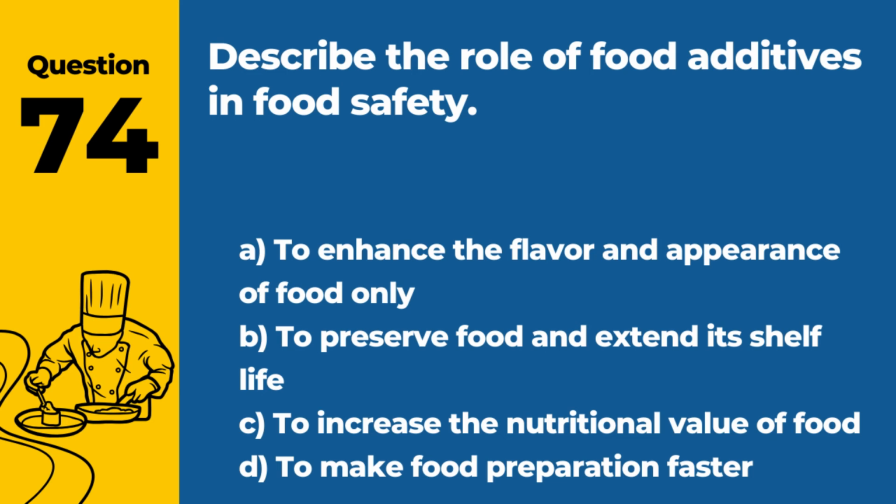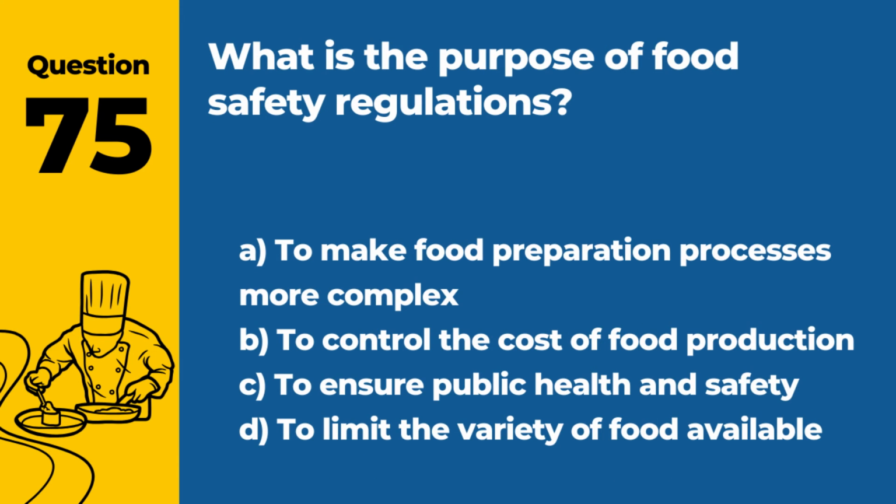Question 74. Describe the role of food additives in food safety. A. To enhance the flavor and appearance of food only. B. To preserve food and extend its shelf life. C. To increase the nutritional value of food. D. To make food preparation faster. Answer. B. To preserve food and extend its shelf life. The role of food additives in food safety is primarily to preserve food and extend its shelf life, which helps in preventing foodborne illnesses.